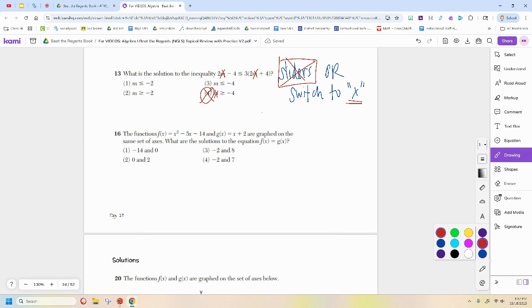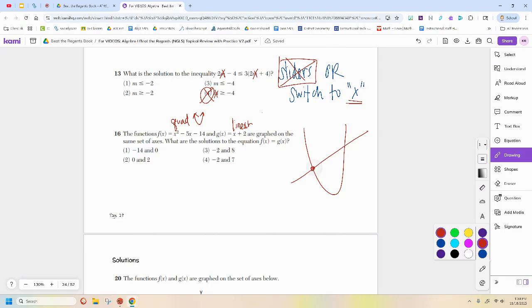The functions f of x equals x squared minus 5x minus 14, and g of x equals x plus 2 are graphed on the same set of axes. So let's just take a moment. This is going to be a quadratic, which is going to make a parabola. This is linear. So we're going to have some sort of picture that maybe looks like that, a quad linear system. Now it says, what are the solutions to the equation f of x equals g of x?